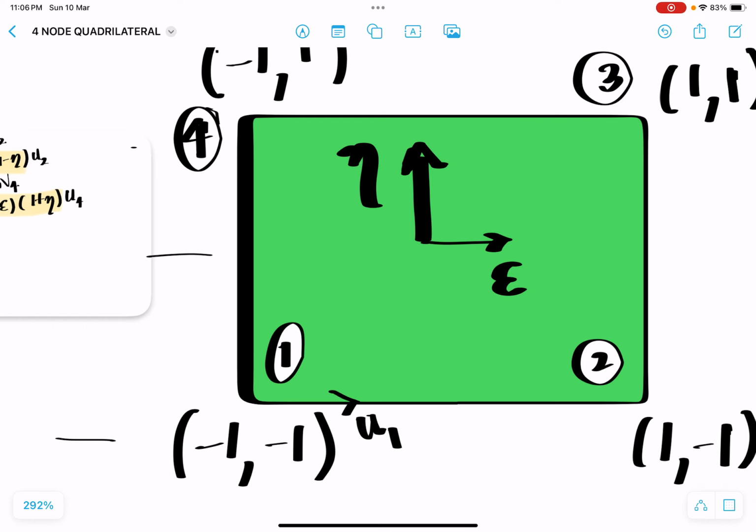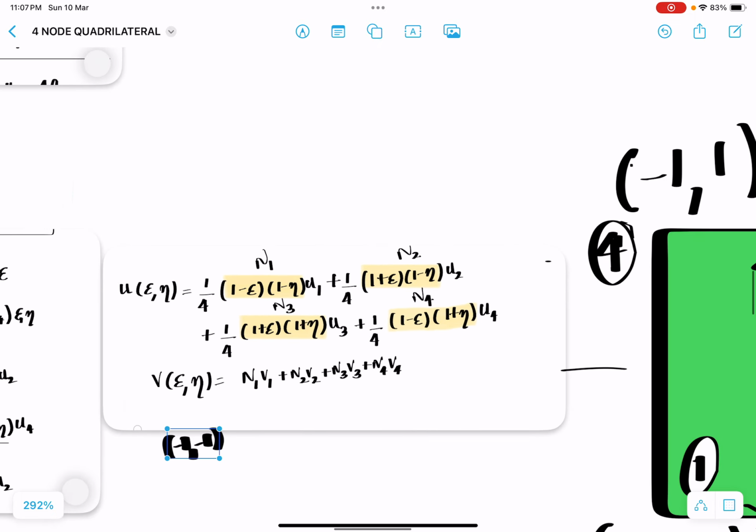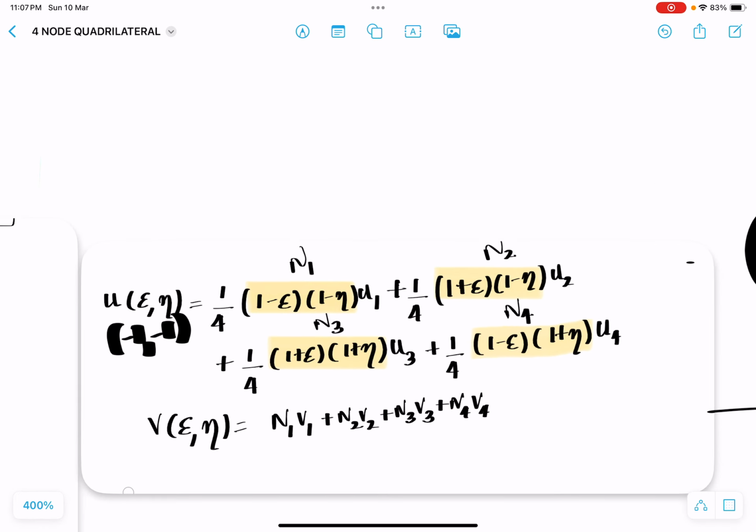And other values of displacements should not exist. There is no point for other values of displacements to exist at this nodal point, right? The value of the horizontal displacement is u1, okay? So which means that if you substitute epsilon as minus 1 and eta as minus 1 here, then the value of n1 should evaluate to unity. Thereby you get u1, and the values of n2, n3, n4 will all evaluate to 0. Okay, so only then you will get u as u1.